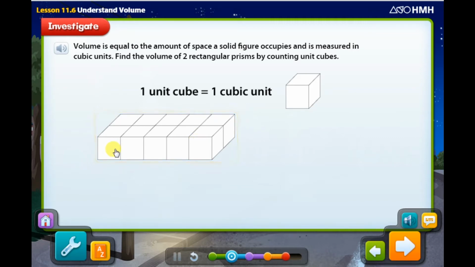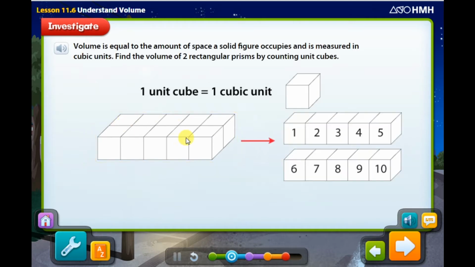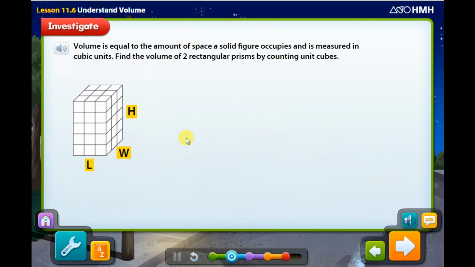So the first layer here consists of 1, 2, 3, 4, 5, 6, 7, 8, 9, 10 cubes. There are a total of 10 unit cubes. If each cube has a volume of 1 cubic unit, what's the volume of the rectangular prism? The prism has a volume of 10 cubic units. Let's move on to a second prism. We can also discover the volume of any three-dimensional figure by finding its length, width, and height.